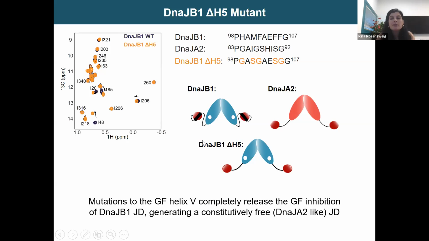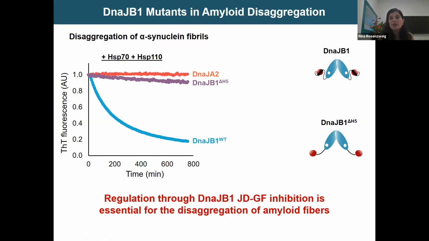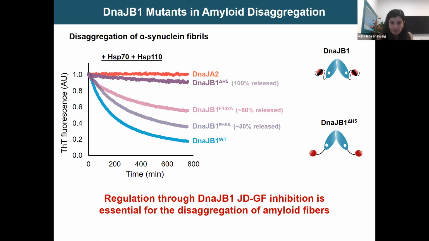And now, using this mutant, we can test if it's defective in protein disaggregation. So again, we're looking at the disaggregation of alpha-synuclein fibers with HSP70 and the nucleotide exchange factor HSP110. DNAJ2 is completely inactive. DNAJB1 wild type is very nicely active. And when we test a DNAJB1 delta helix 5 that lacks the GF inhibition, we see that it's completely dead in the disaggregation. So in fact, this GF inhibition as a regulatory mechanism is absolutely essential for protein disaggregation.